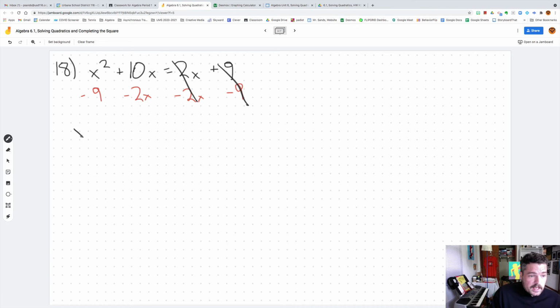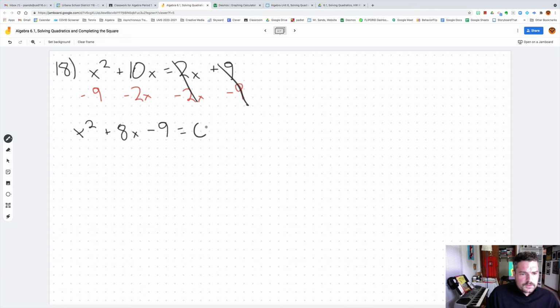Now, let me rewrite. I have x squared plus 10x minus 2x. Well, plus 10 and minus 2, that's going to be a positive 8x all day. And then this is where I would put in my negative 9.